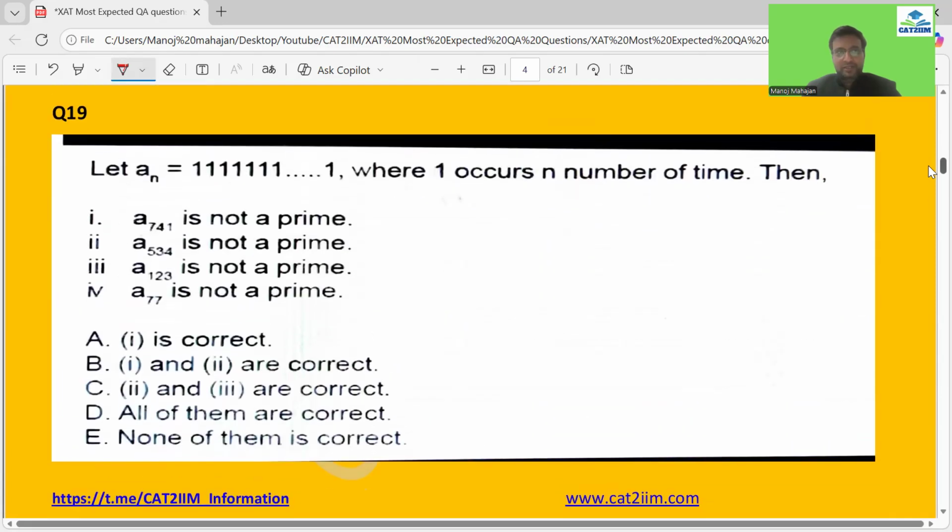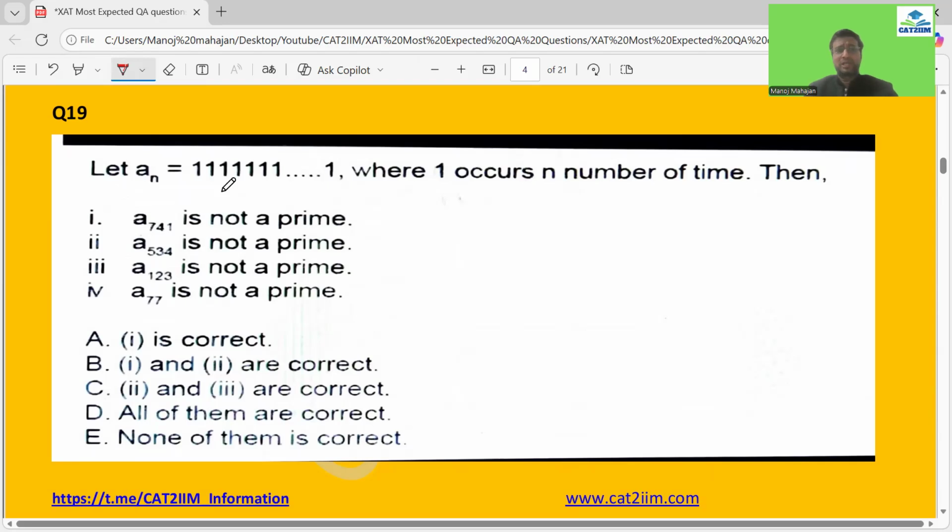Okay, again, a very interesting problem. It appeared way back in the XAT paper. Over here again, people are afraid if you look at the number A741. So one written 741 times. It's a very big number. Same with A534, A123, and A77 also. So students are afraid once they see such a big number. But I'll tell you a very logical solution, and of course mathematical also.